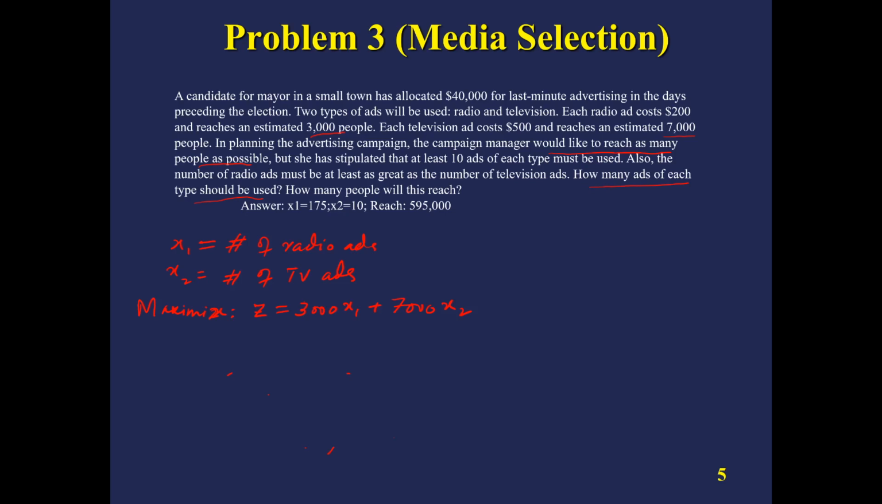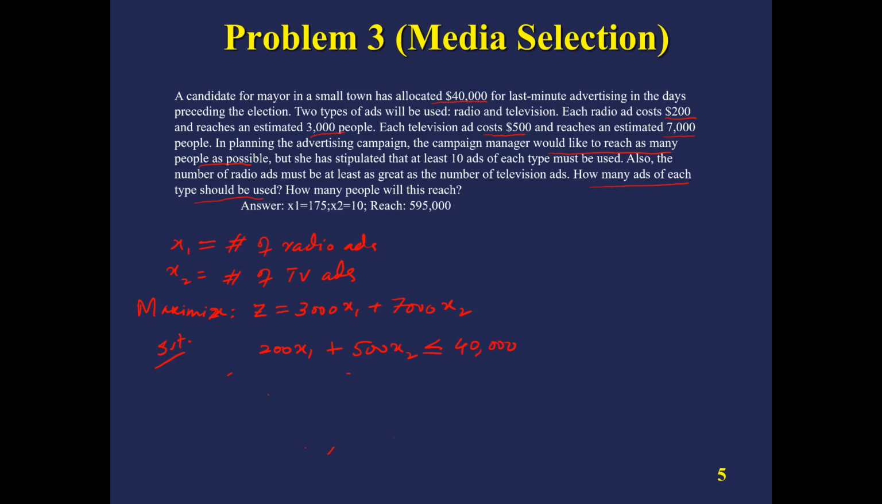This is our objective function, and subject to, now we can see that there are some constraints here. First of all, we can see the budget constraint is there. The budget constraint is that the radio ad is costing 200 and the television ad costs 500 and the total budget is 40,000. So we can say 200 x1 plus 500 x2 less or equal to 40,000. This is our total budget.